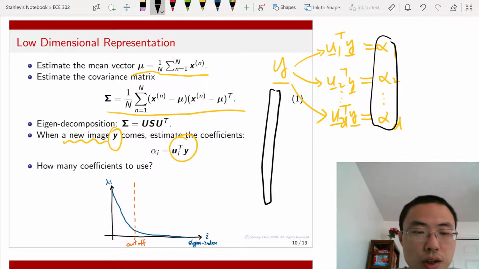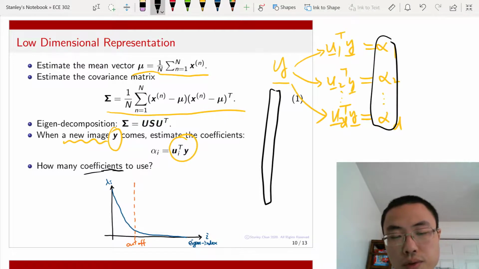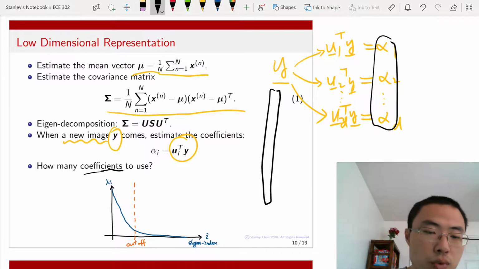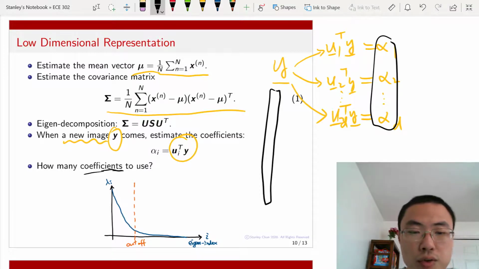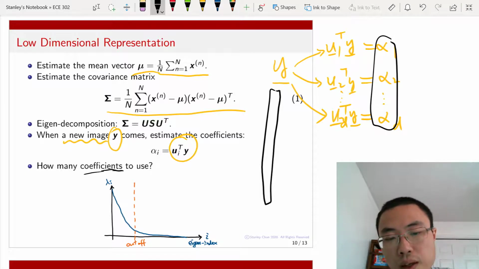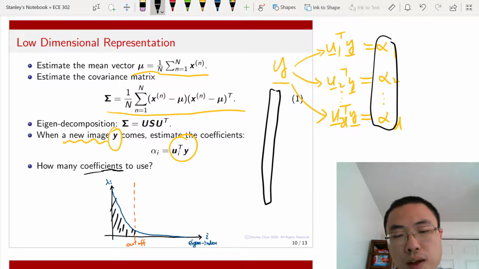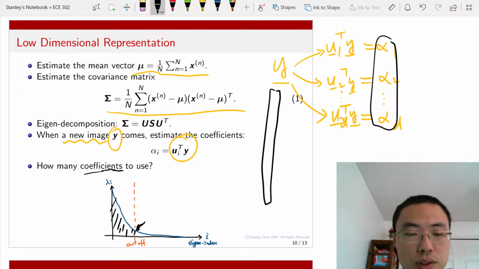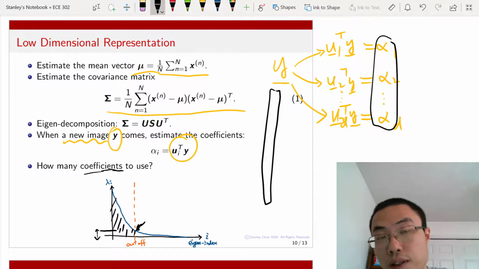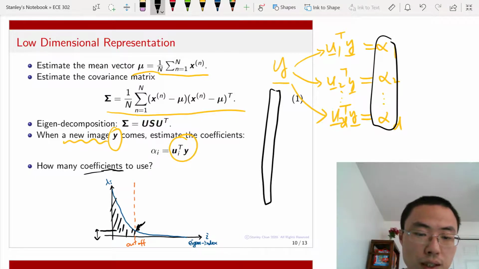Some of you may wonder, in this setting, how many coefficients do I want to keep in order to make it a low-dimensional representation? Normally, you can plot the eigenvalues and look at the distribution of eigenvalues, and then you can set a cutoff somewhere in the middle. Let's say I want to make sure that this area covers 90% of the signal. Then you can determine this point. Or you can say that I want to go to this point where this y-axis value is less than a certain number. So that can also help you set up the cutoff.